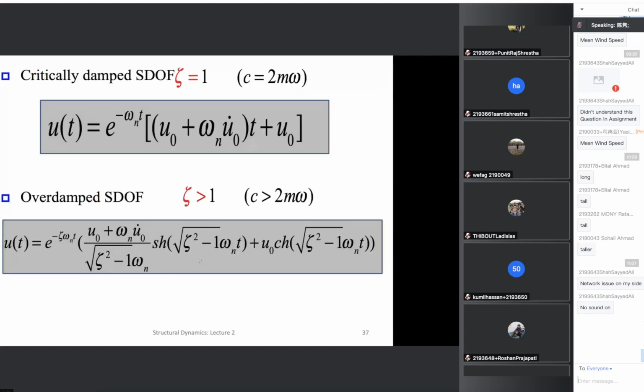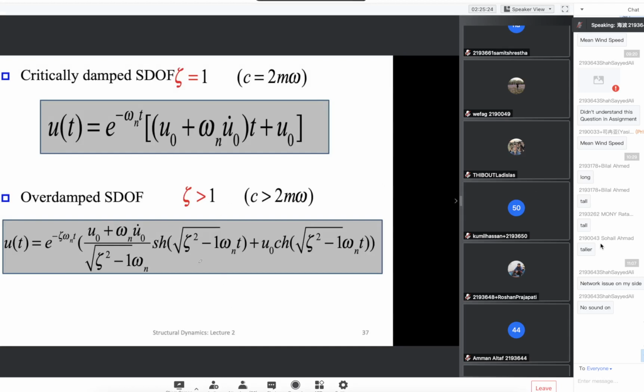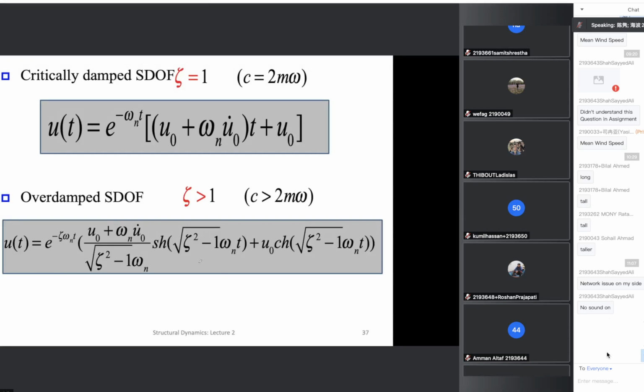Can anyone give me an example for an overdamped system? As I said, normally we discuss lightly damped systems, but sometimes we must have overdamped systems. We must have them, otherwise it will have trouble. Closing the door. Yeah, someone said closing the door. Okay, that's a very interesting example. You have some door.